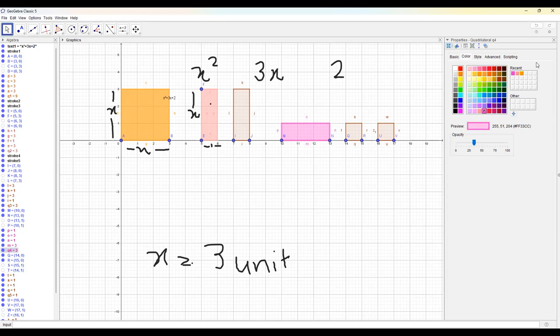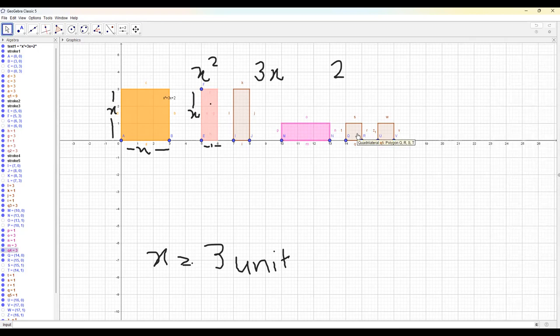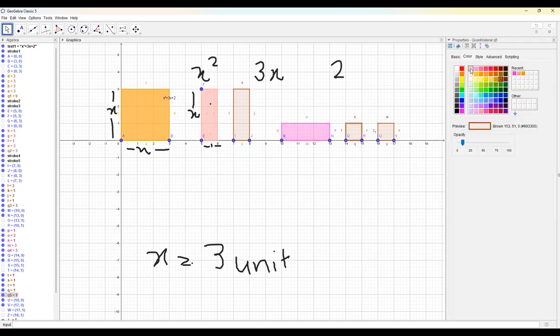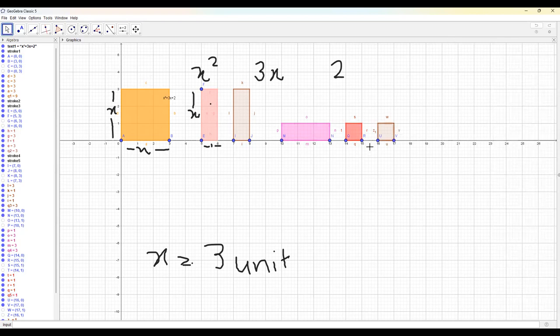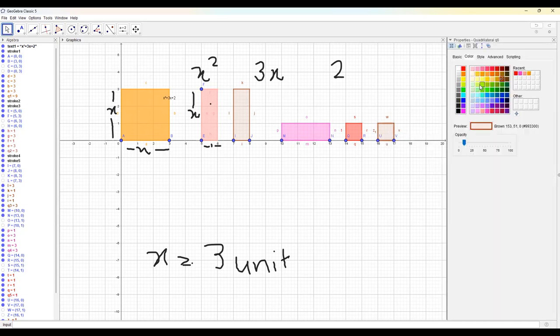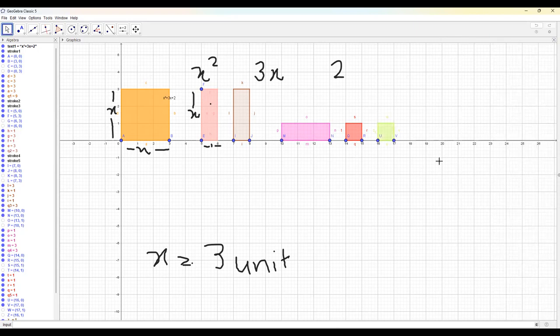Okay. Our next two squares are also there. In object properties, I'm taking red color, right? And for this, I'm taking another color, light green. Is there any problem so far with the activity? So now I'll proceed further.